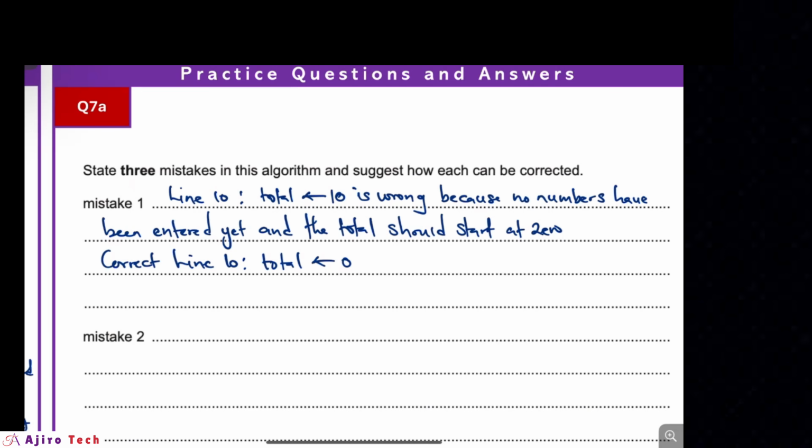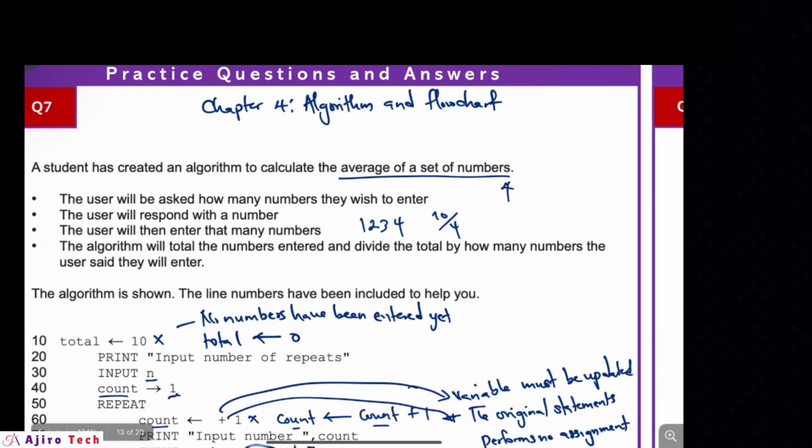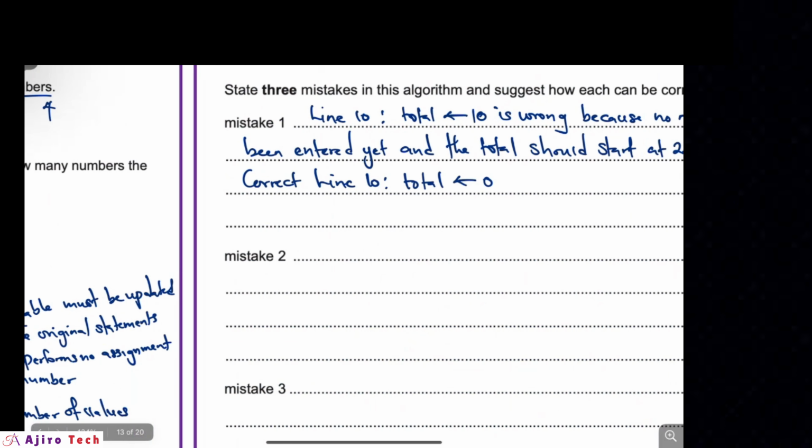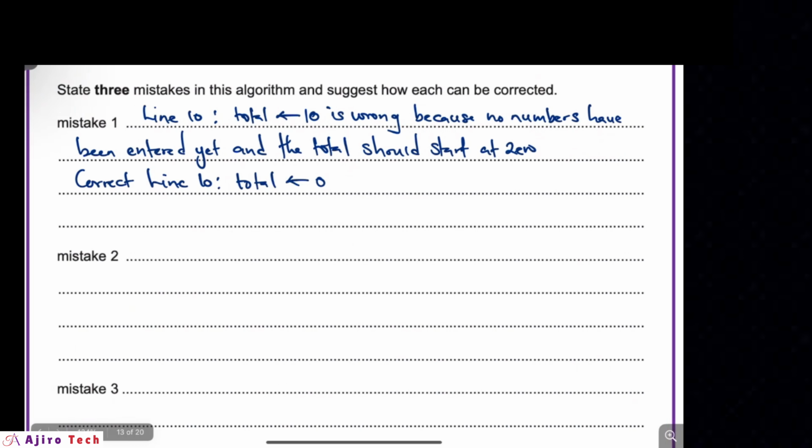Okay. Mistake 2. What did we say was the next mistake? Line 60. You can see the way I'm answering it. Line 60, count plus 1 is wrong.